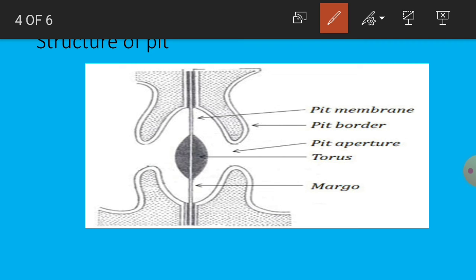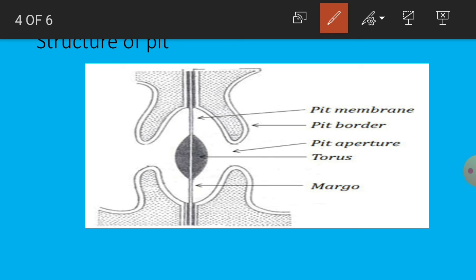So pits are of two types, simple pits and bordered pits. Simple pits are just pore-like structures without any borders. We cannot see any elevated border around the pit. Whereas in bordered pits, you can see elevated margins around the pit. That is called a bordered pit. Here in the slide, you can see bordered pits actually.